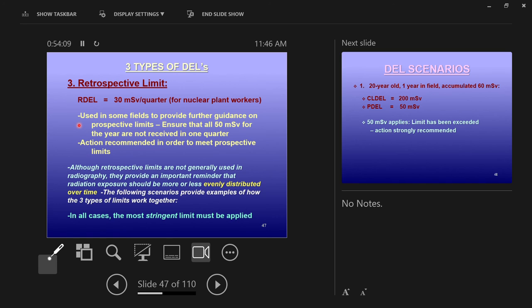There's no way you're going to get anywhere close to 30 millisieverts per quarter, which is why this one's not important for radiographers. You'd have to be using yourself as a shield for the patient, right, in order to get anywhere close to this much radiation.